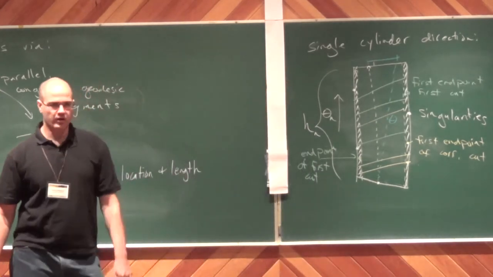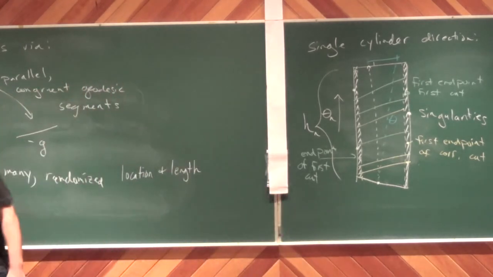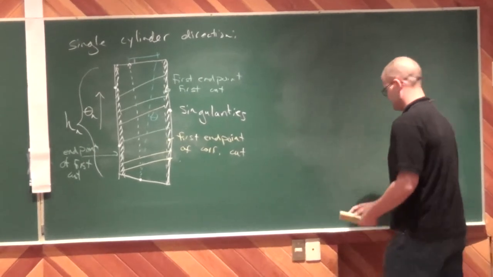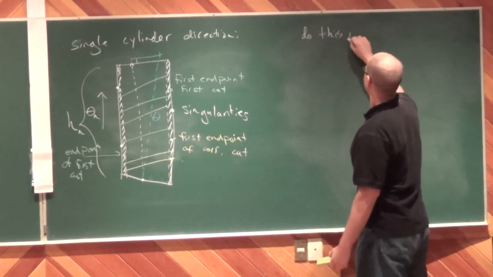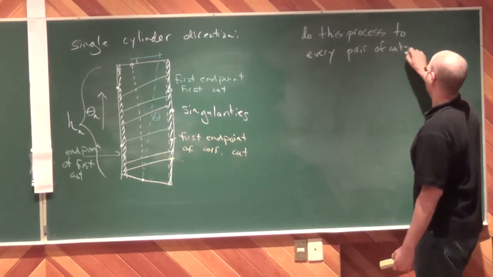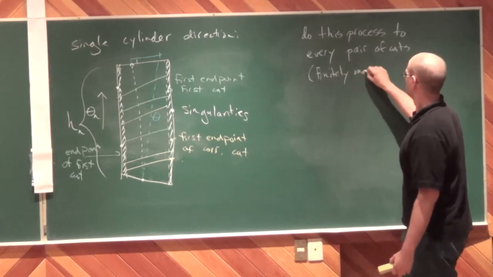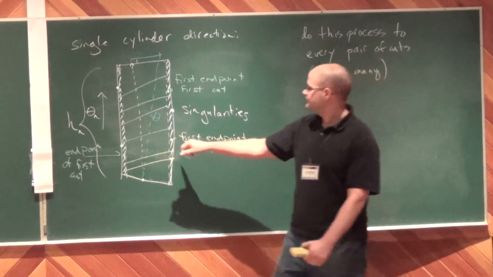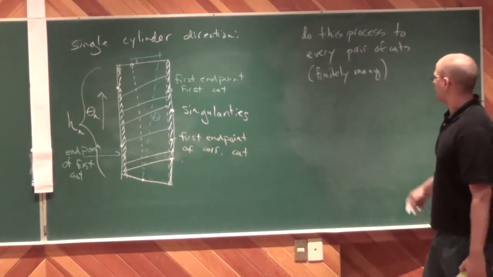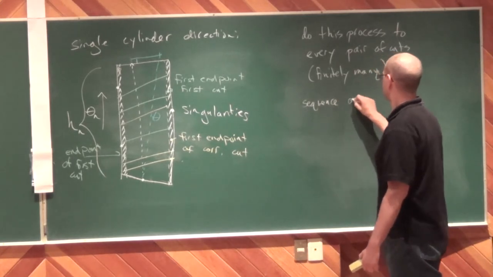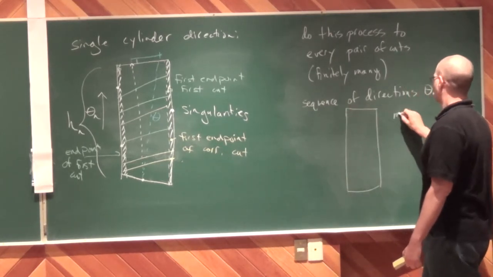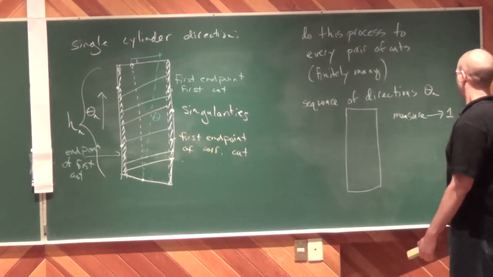So what can I do by doing this to all cuts? Do this process to every single pair of cuts, of which there are finitely many. I can even do a diagonalization argument and make this epsilon go to zero. I'll have a sequence of directions theta_n, where this cylinder is of measure converging to one by letting the epsilon go to zero.